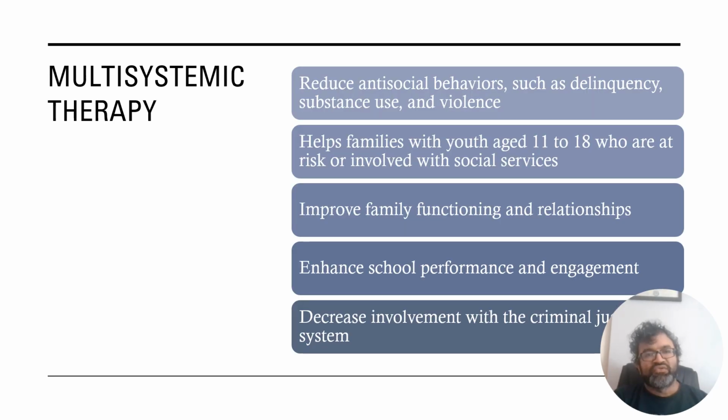So I'm not going to go into too much detail here. The multisystemic therapy, that's the first one that I went over. I wanted to hone in and see some of the concepts, some of the highlights I wanted to present. The multisystemic therapy reduces antisocial behaviors, and those crimes can be delinquency, substance use, and violence. This helps families with youth 11 to 18 who are at risk or involved with social services. Improve family functioning and relationships, enhance school performance and engagement, and decrease involvement with the criminal justice system. These are self-explanatory, but nevertheless very important to revisit.